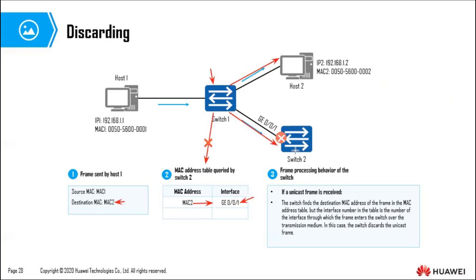But when we flood, we're also flooding to switch 2. So what will switch 2 do? Here, the switch finds the destination MAC address of the frame in the MAC address table, but the interface number in the table is the number of the interface through which the frame enters the switch over the transmission medium. So in this case, the switch discards the unicast frame.